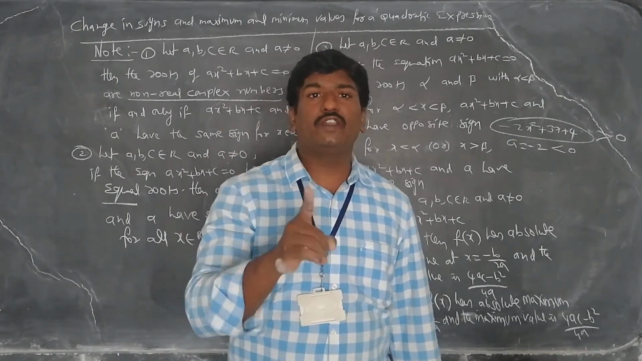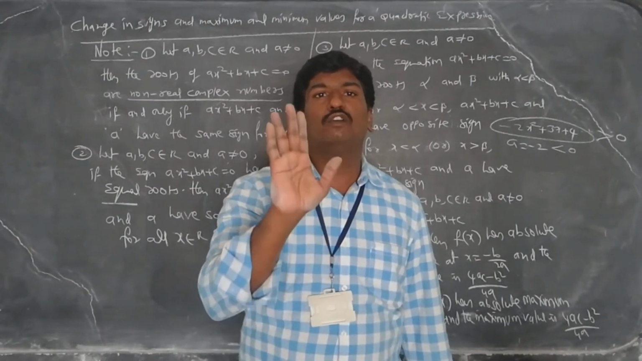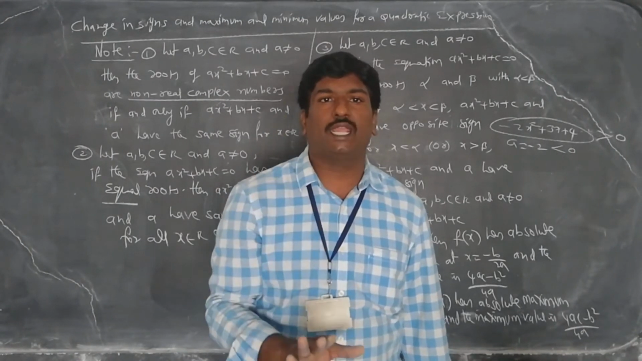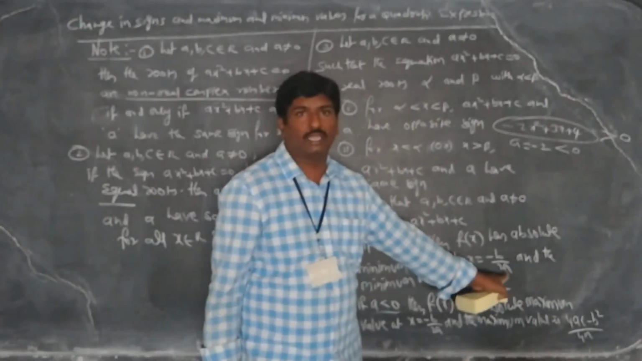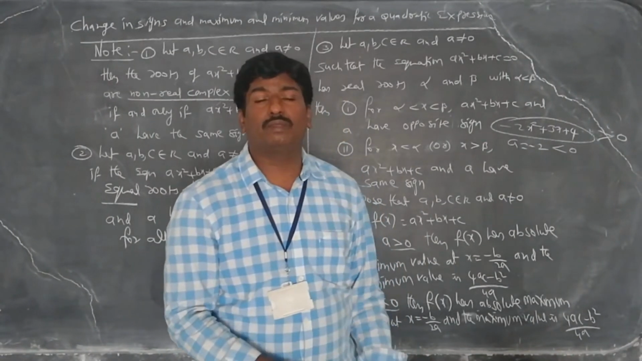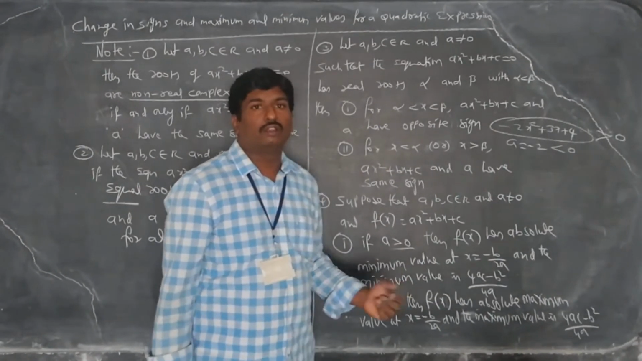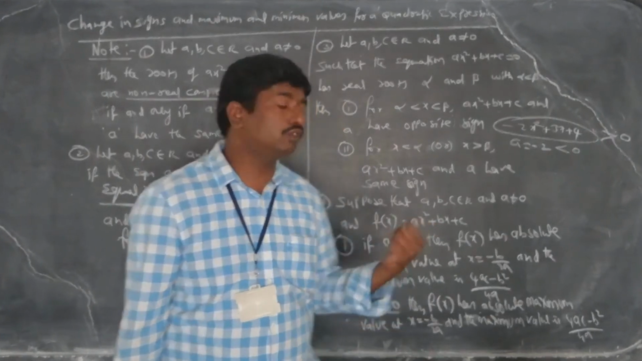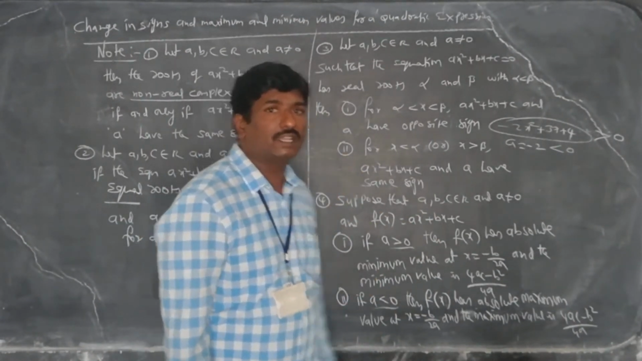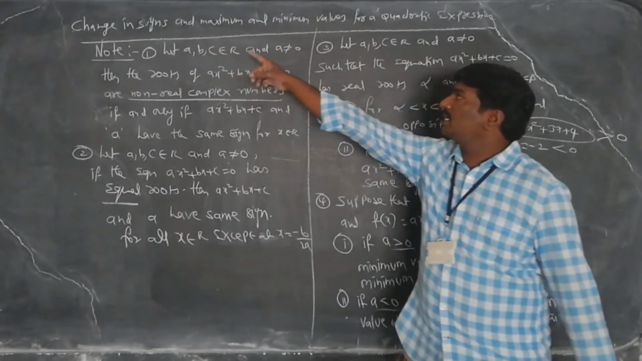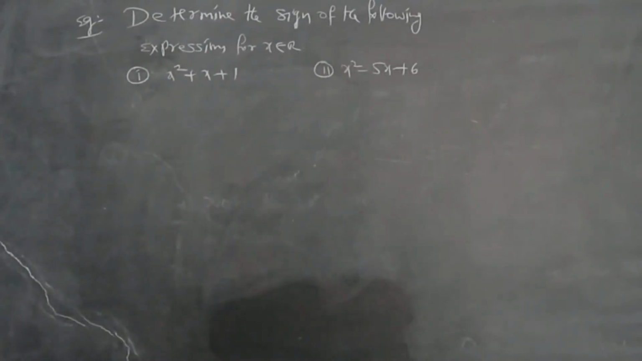That's it. Every expression has either a maximum value or a minimum value, that is 4ac minus b square by 4a, at x equal to minus b by 2a. When does the expression have a minimum value? When a is greater than 0. When does it have a maximum value? When a is less than 0. So this is the concept about changing signs and maximum values of a quadratic expression.